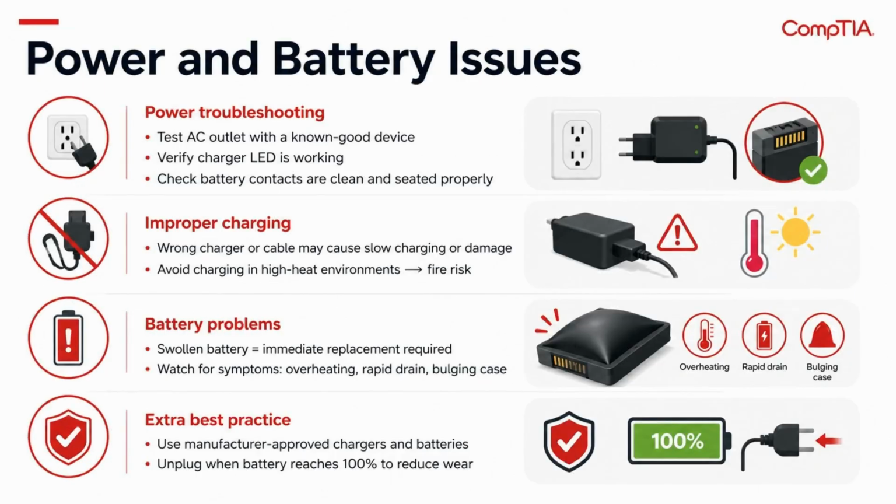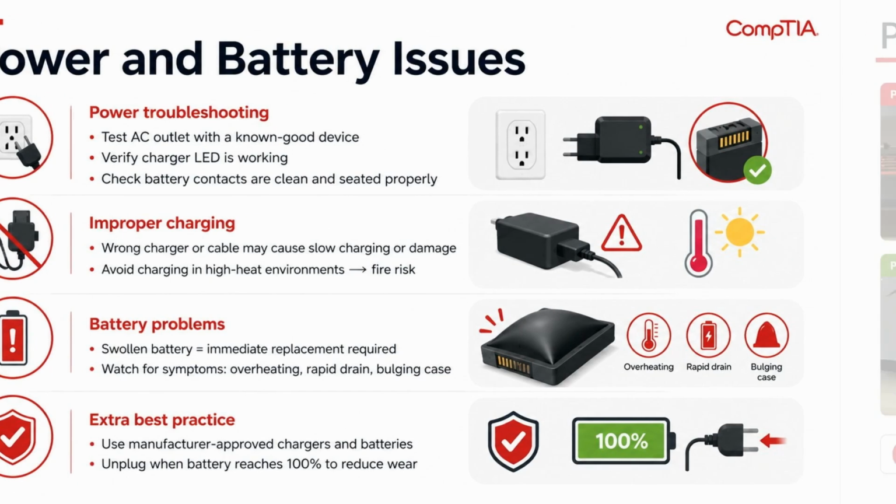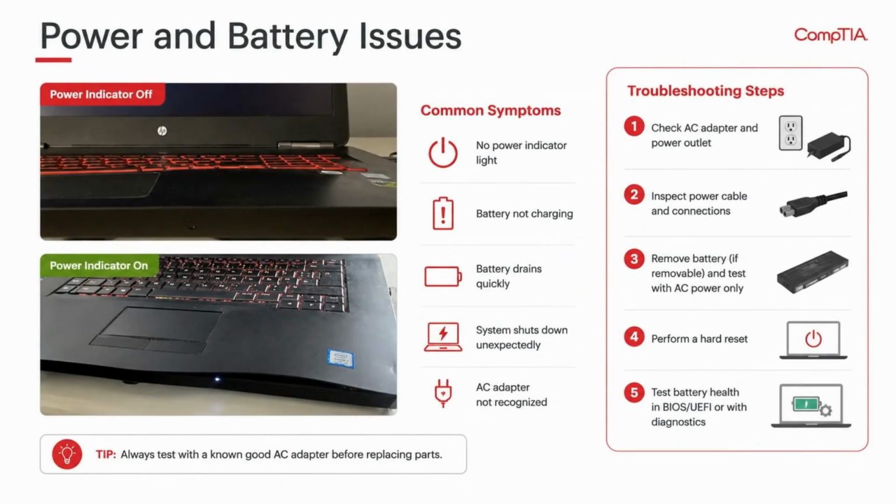For power troubleshooting, test the AC outlet with a known good device, verify the charger's LED is working, and check that the battery contacts are clean and properly seated. Improper charging with the wrong charger or cable can cause slow charging or damage, and charging in high heat environments is a fire risk. A swollen battery needs immediate replacement. Watch for overheating, rapid drain, or a bulging case as warning signs.